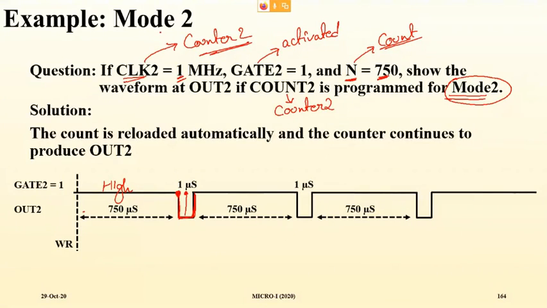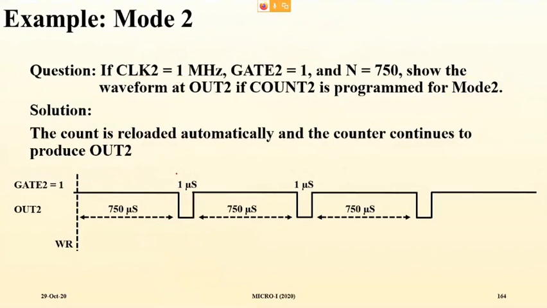If you are using mode 2, mode 2 is auto reloaded. So you get the frequency, and at the end you get a pulse. This is the pulse we were talking about. Here the pulse is not going from high to low to high; the pulse is coming from high to low. This is important to note. Now this is mode 2.